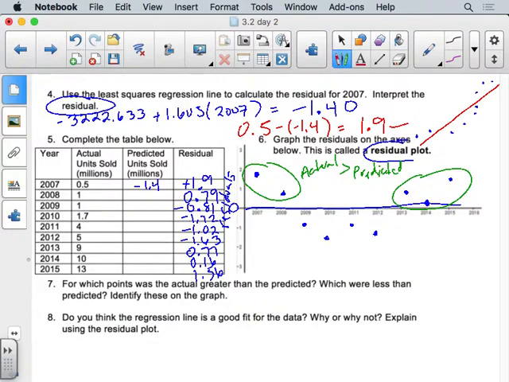So that's just saying that our actual value was above. And then we have this group of 4 where our actual value was less than predicted.